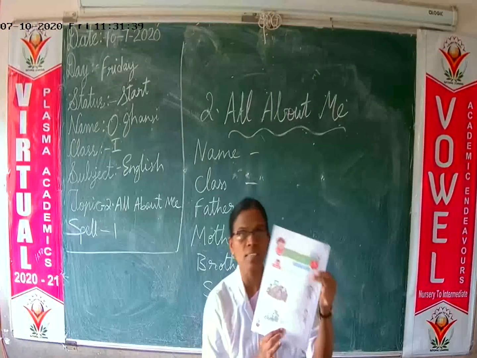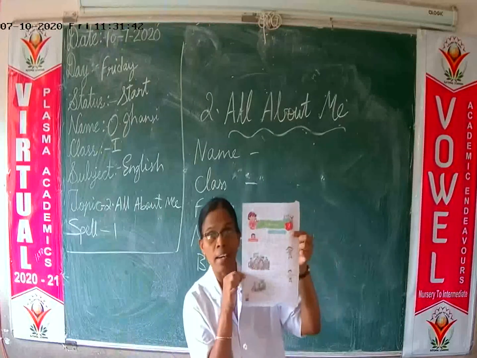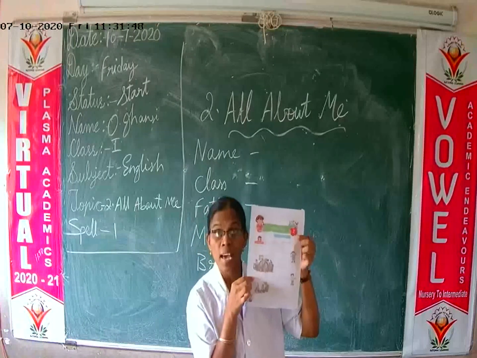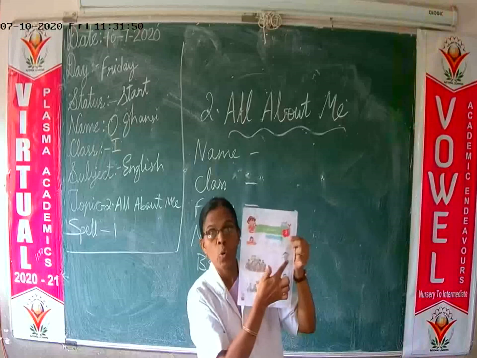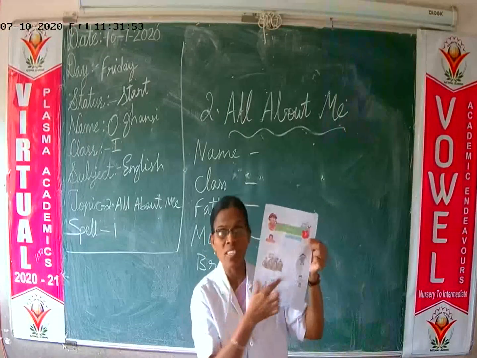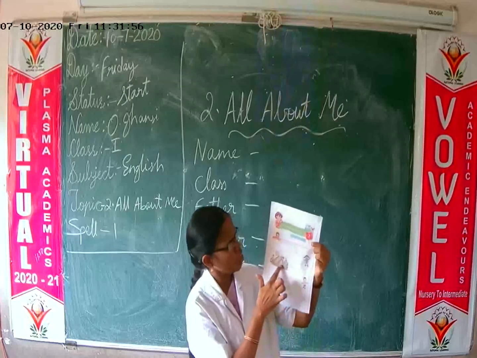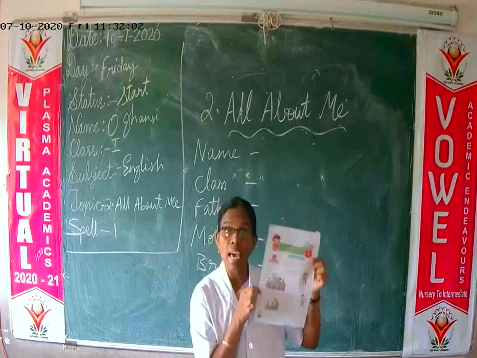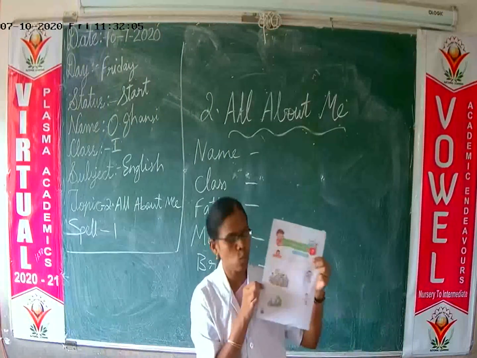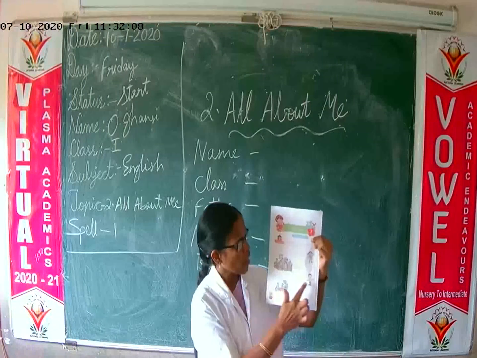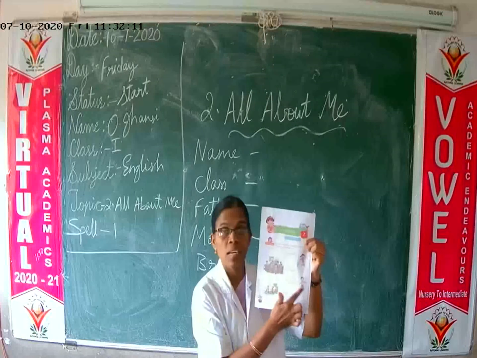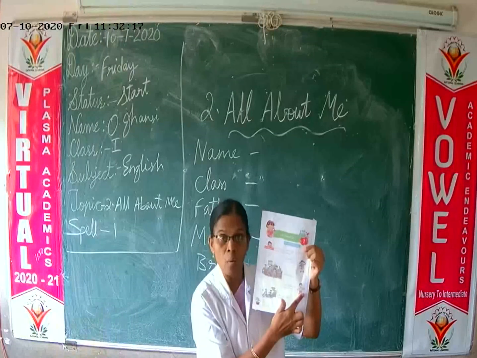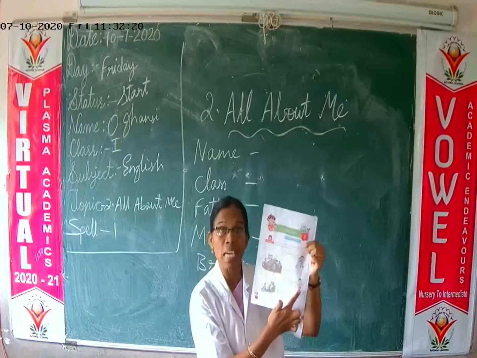Now see here, children, this girl is Sarah. So, this Sarah is introducing herself. Hello, I am Sarah. Then here she studies in class 1. See, this is her classroom. She studies in class 1 like you. Then he is her brother. He is Sarah's brother, Gaurav. So, Sarah's brother is Gaurav.